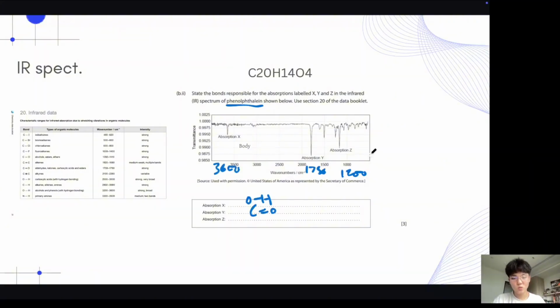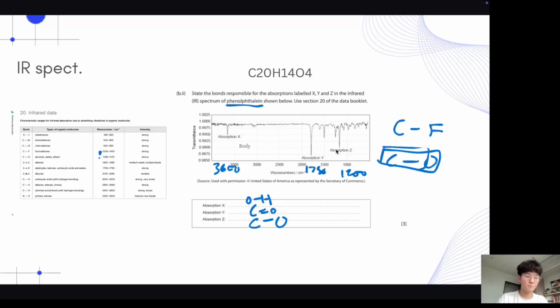But here is where it gets a little more tricky, because at 1200, it could be this one or this one. 1200 fits in both ranges. So how do you decide? Well, you have to use what the question gives you. So for example, we have this molecular formula, and clearly that has no fluorine, no halogens at all. So instead of CF, it must be CO.